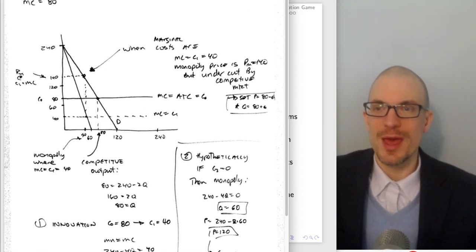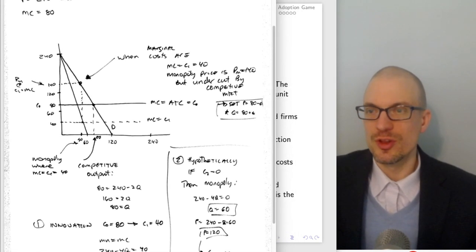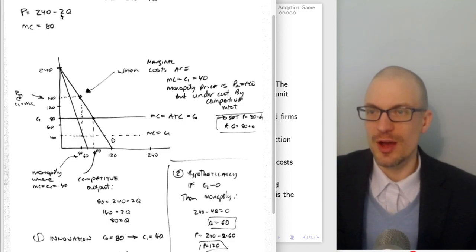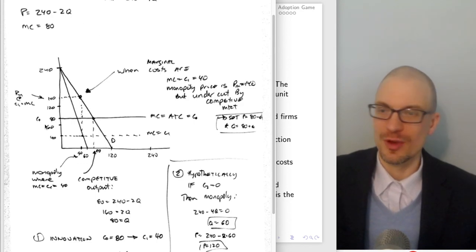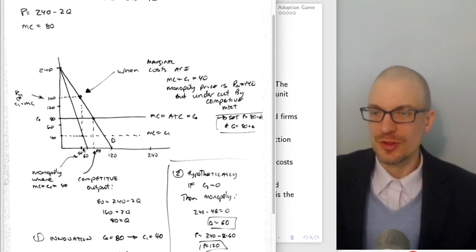We need to go to the demand curve for that. So go to the demand curve. If I squish this down, 2 times 50 is 100. 240 minus 100 is 140. That's where this price came from. So when marginal cost is 40, marginal cost crosses marginal revenue right here at a quantity of 50. The monopoly price is 140.